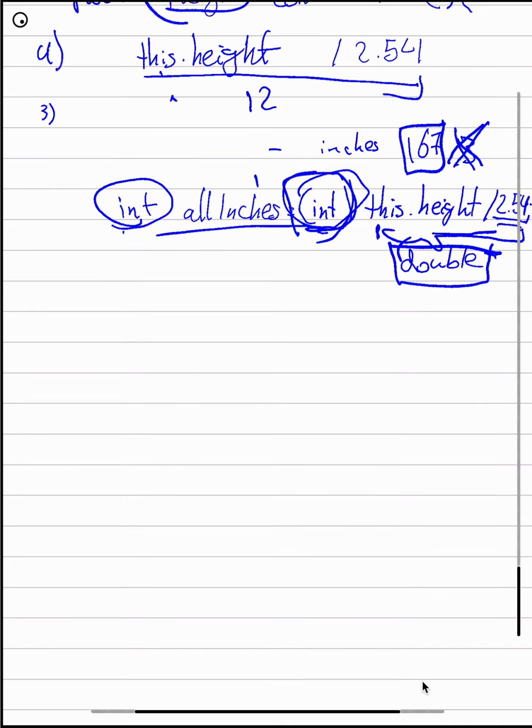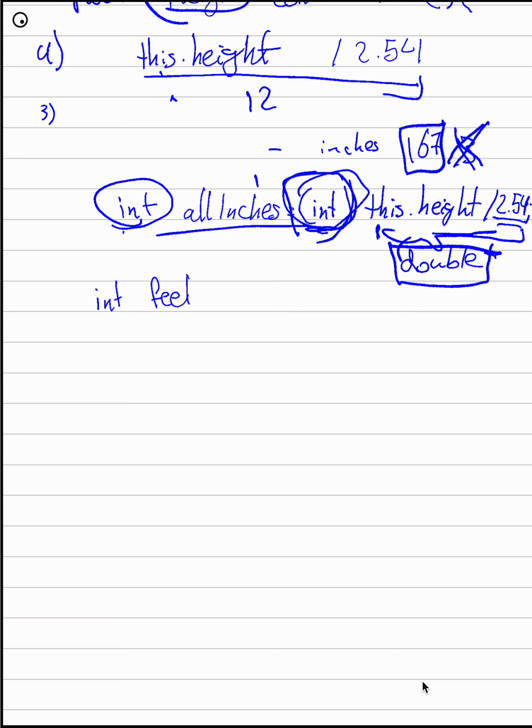Excellent. Now that we have our all inches, we want to have feet. What should the feet be? It's also an int. Exactly. Int feet. It gives us all inches, and you said it's 12, so divided by 12. Yes, precisely. All right, so that's our feet. And then how do I calculate the remaining inches?